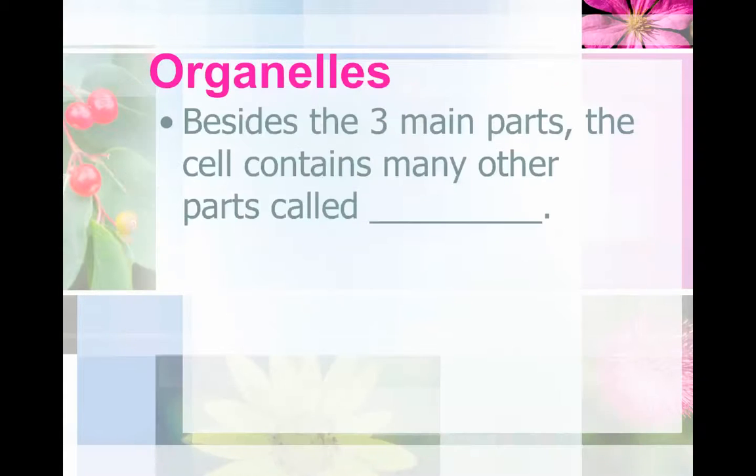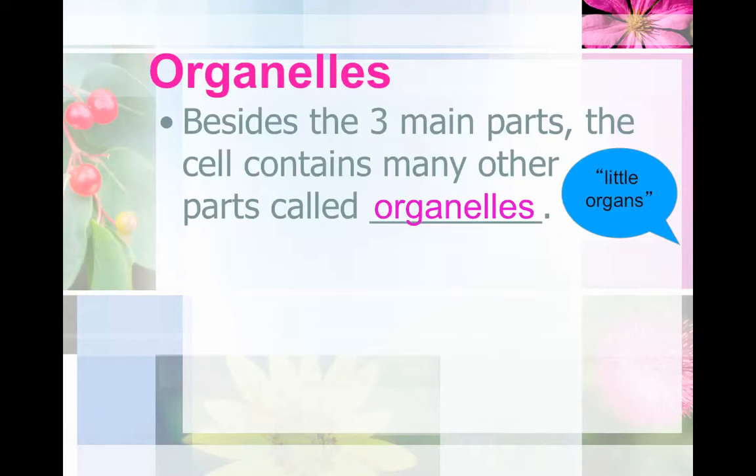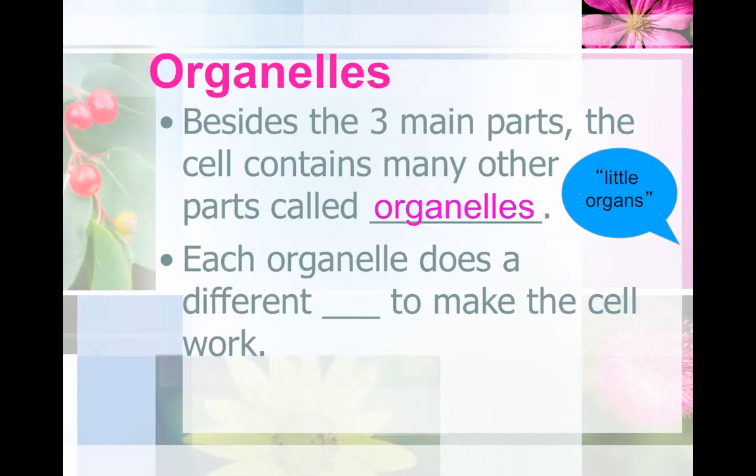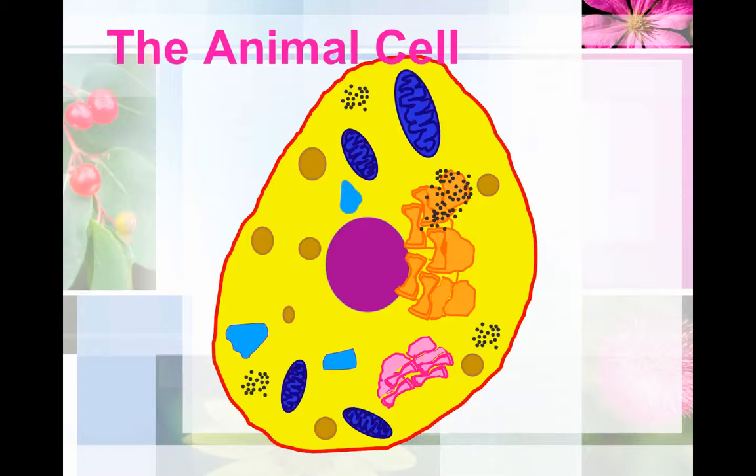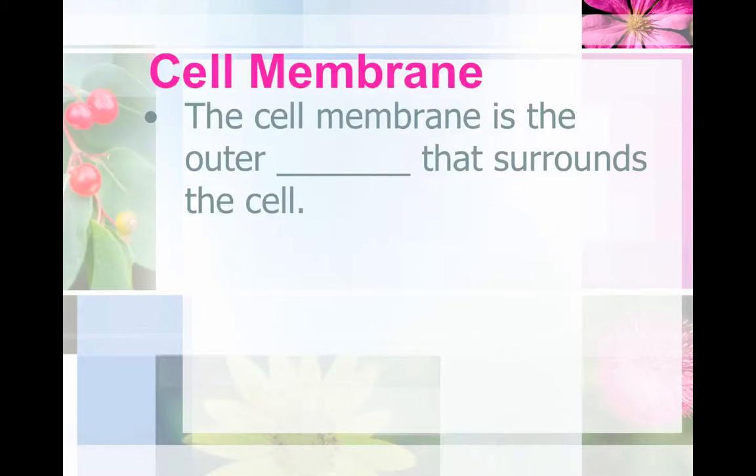So there you go. There are three main parts, but of course there are many other parts, and they're called organelles, also known as little organs. Each organelle does a very specific job to make the cell work. Here's that photo of the animal cell.